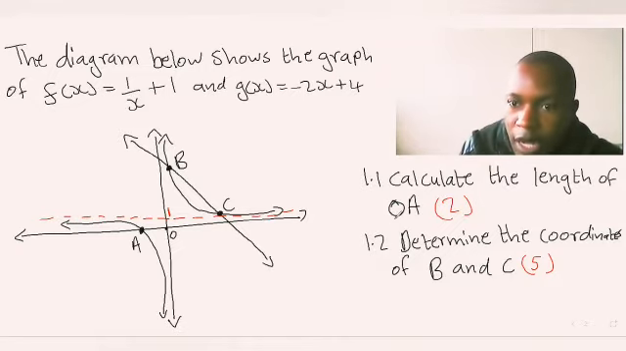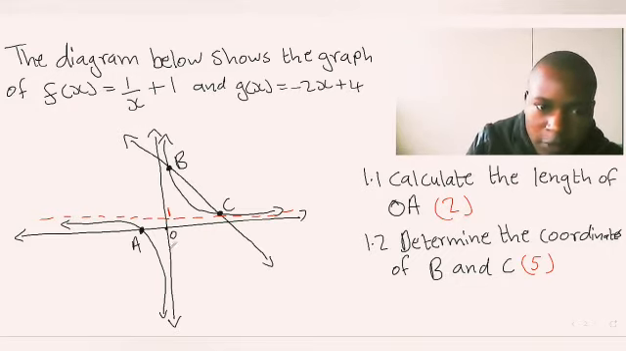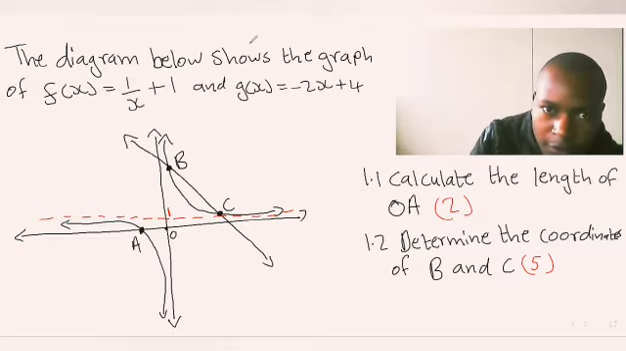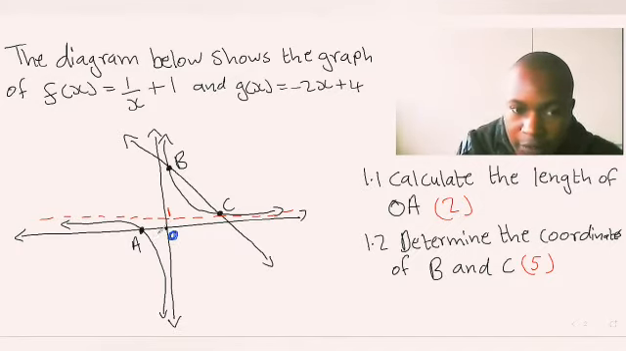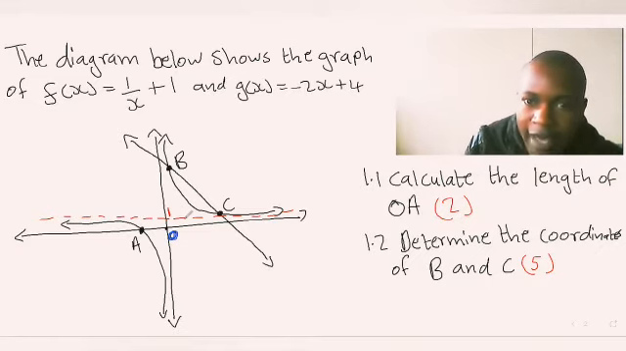Question 1.1 wants us to calculate the length of OA. Let's see where OA is. We have located O, so I'm going to just maybe use a different color on this. That's the origin over there, O, and then A would be the x-intercept of the hyperbola. Remember that to get your x-intercept, you would need to let the y equal 0.